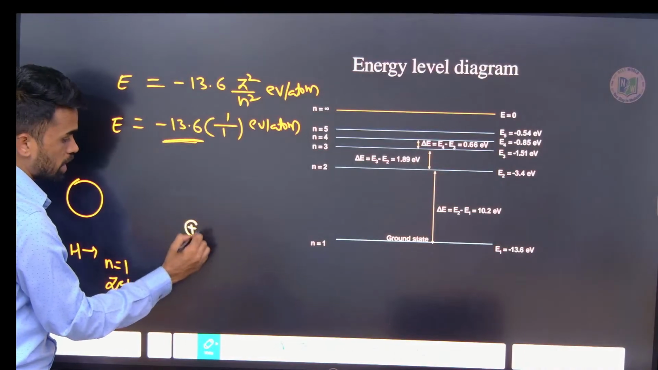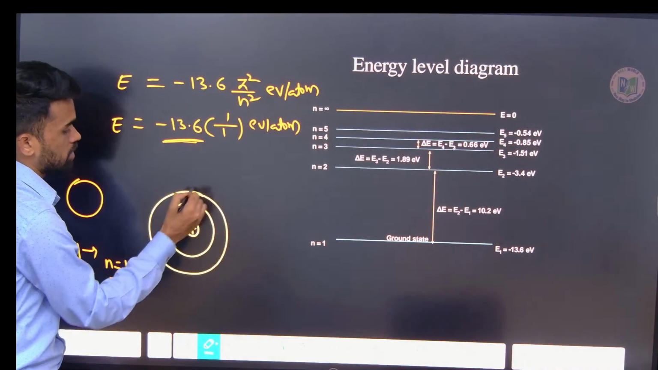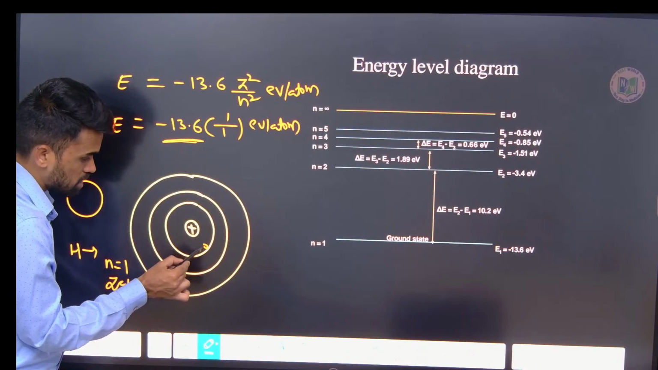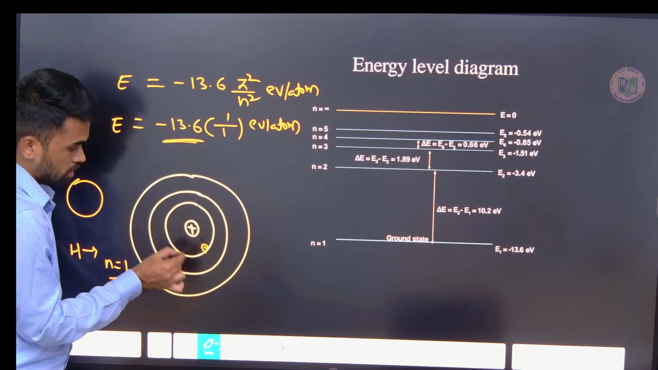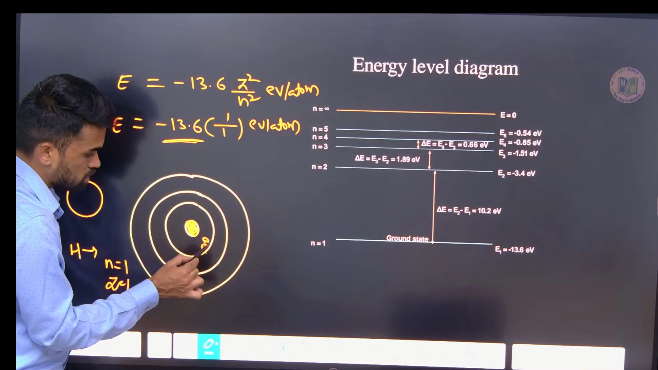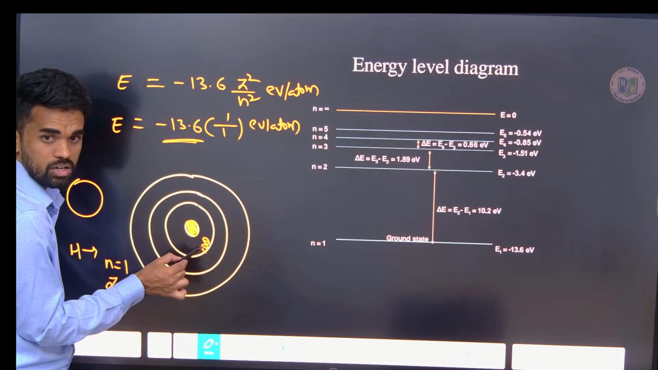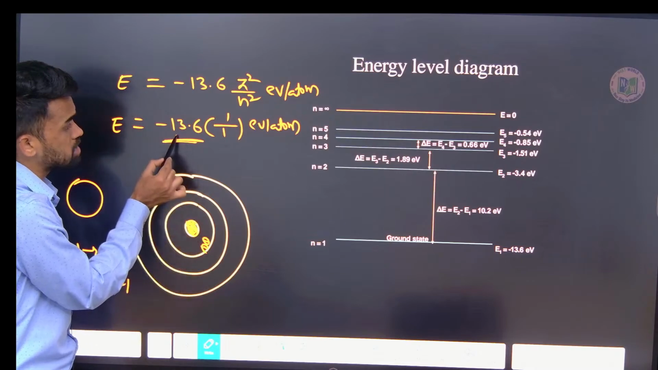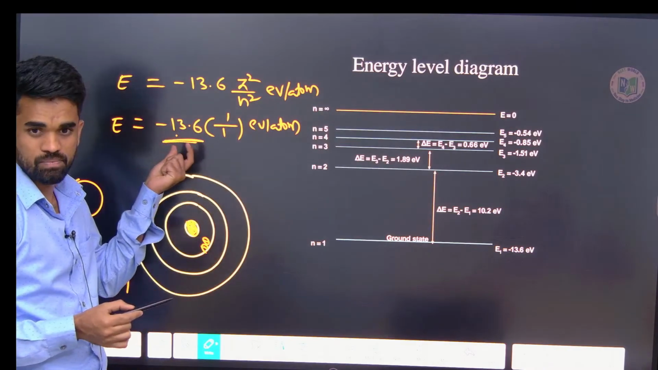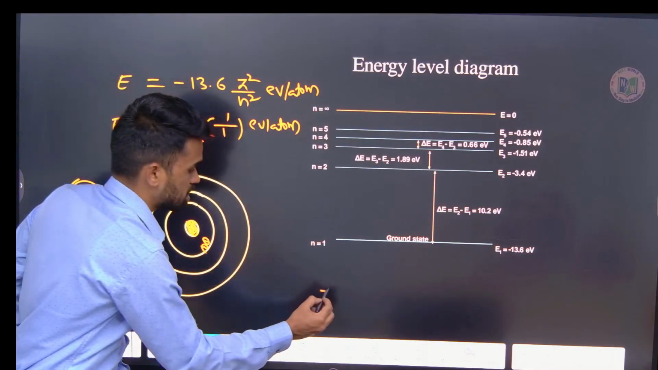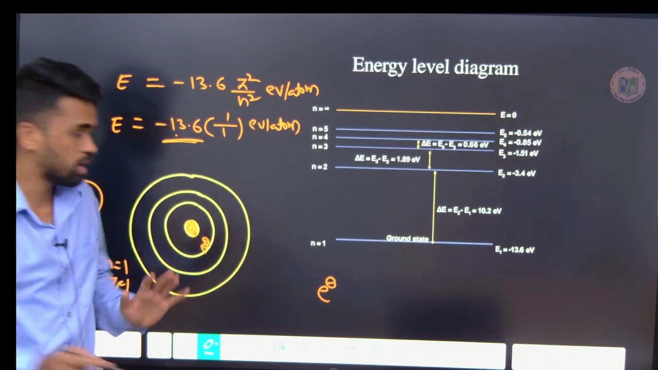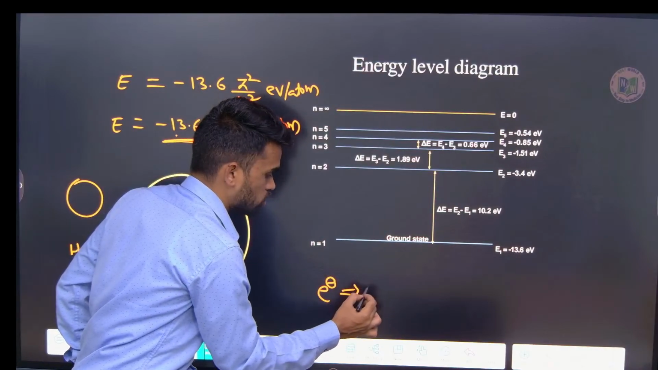If this is the nucleus, these are the orbits we can say like this. Now if the electron is present in this first Bohr orbit of hydrogen, how much energy does it have? Now you might be asking, sir, what is this minus? See, for example, the electron is existing independently without any attractions or repulsions. Let us say its energy is 0.